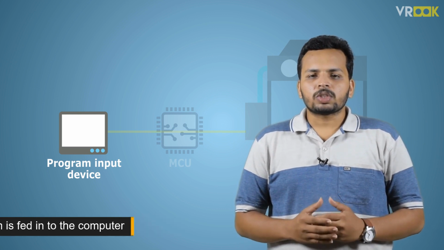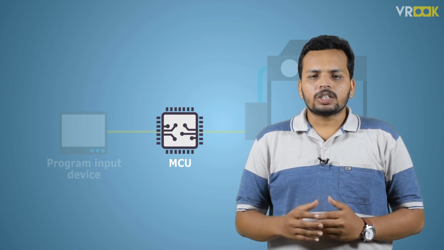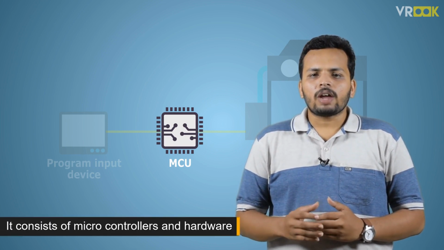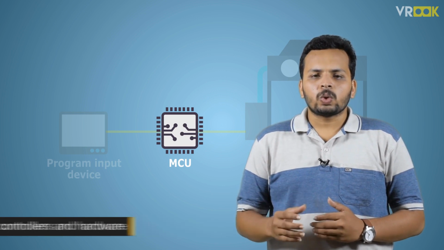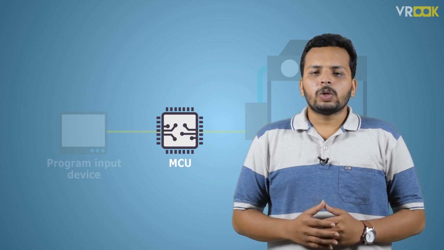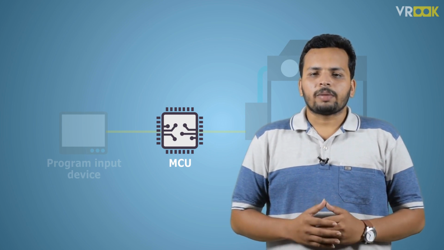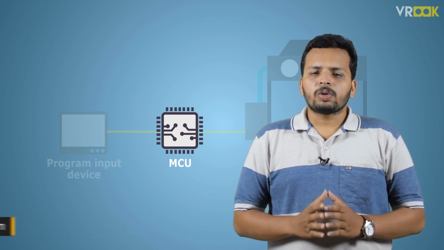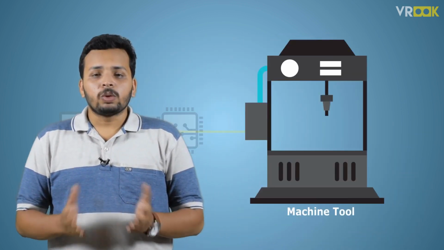This program is processed by the MCU. It consists of microcontrollers and hardware related to the process. The program will be read by the MCU and stored in its memory. As and when we want, it will execute the program or start the program, which means it will start the machining process. The last component in the line is the actual machine tool.